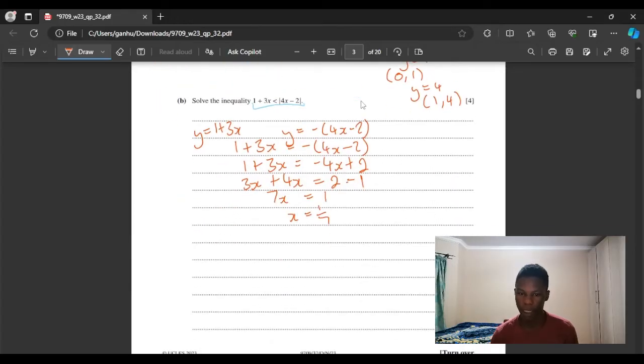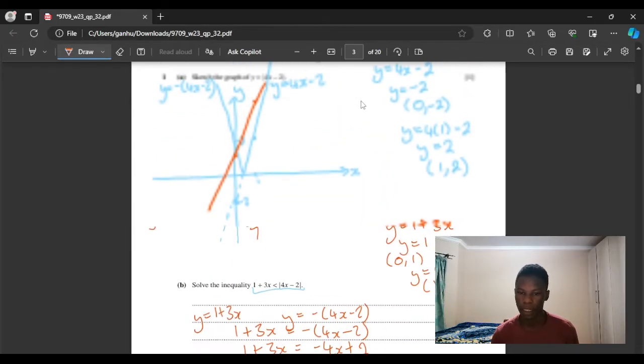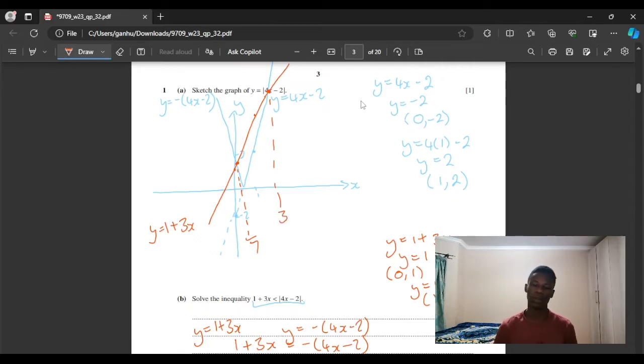So the lines that are intersecting are y is equal to 1 plus 3x and y is equal to 4x minus 2. Let's equate the two equations. 1 plus 3x is equal to 4x minus 2. Let's put all the terms containing x on one side and the other terms on the other side. So that's x is equal to 3. And so this means that this point here is x is equal to 3.